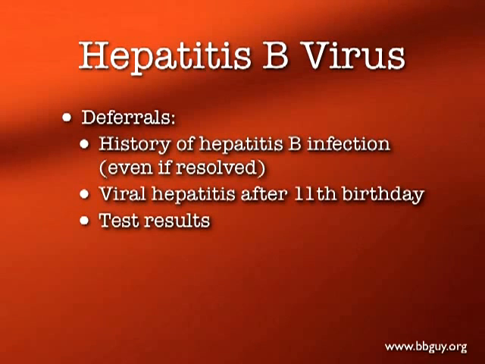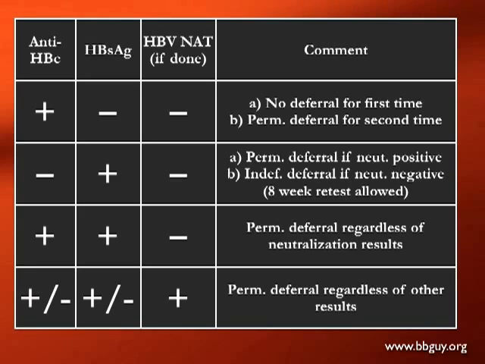Finally, individuals can be deferred for hepatitis B based on test results. And here's a big kind of busy slide, and I apologize for that. But let's start from the top. An individual who is positive or reactive, repeat reactive, for anti-core only with negative surface antigen and negative NAT would not be deferred the first time that happens, but would be permanently deferred the second time that happens. There are some reentry possibilities that we'll talk about in the next slide, but it is an indefinite or permanent deferral.